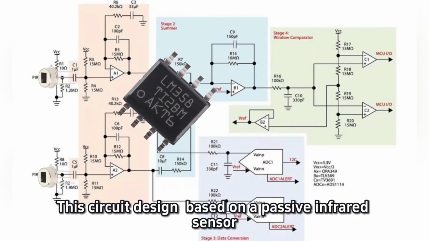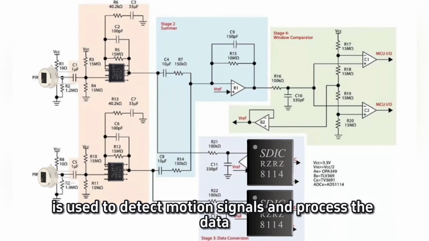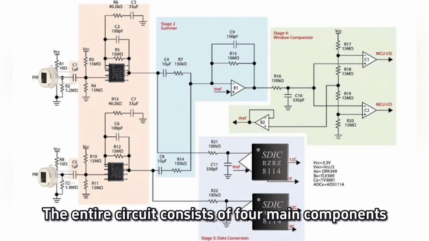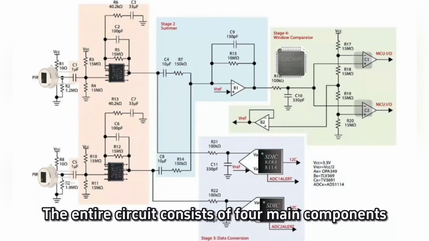This circuit design, based on a passive infrared sensor, is used to detect motion signals and process the data. The entire circuit consists of four main components.